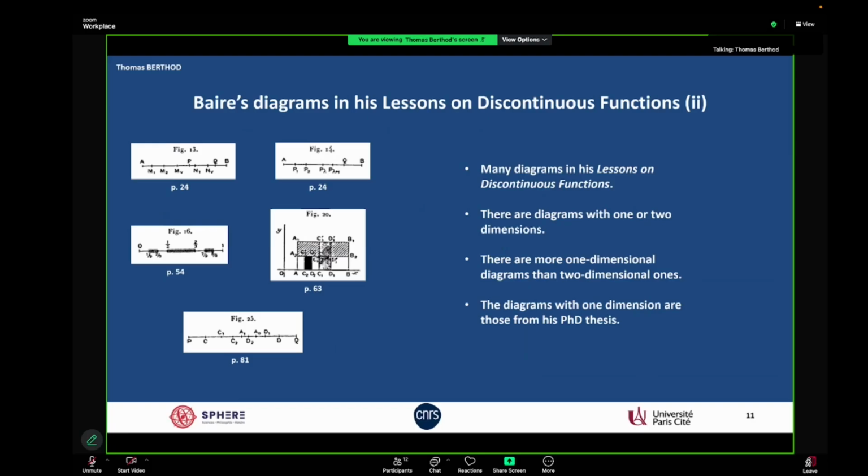But in his lesson, you have another kind of diagrams also. You have diagrams with one dimension, like in the left of the slides. Even if you have an exception here at the middle with a diagram of 2 dimensions, but most of the diagrams, in fact, in his lesson are with 1 dimension only. This is a big difference with his PhD thesis, and I will explain that point also. But again, you could observe that we have many diagrams, so it seems that Baire really wants to employ that kind of way to communicate some results.